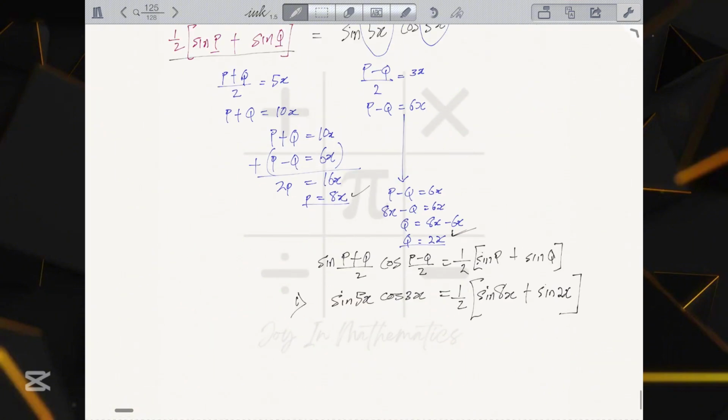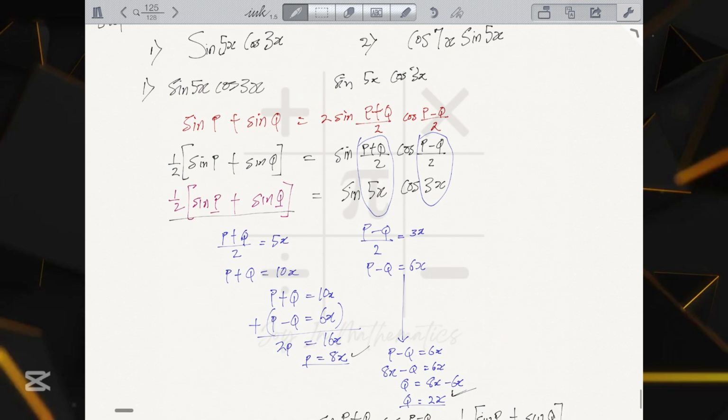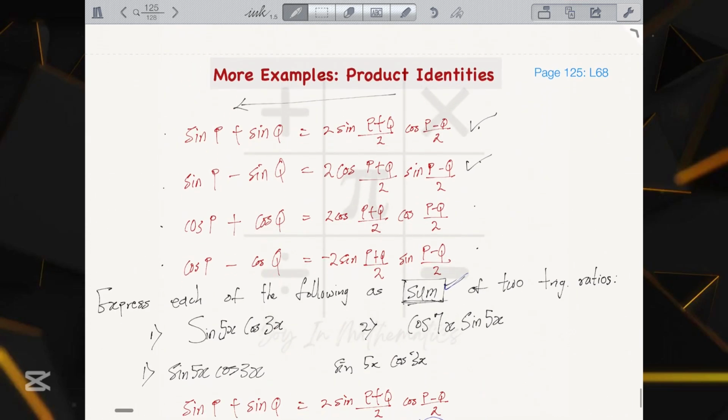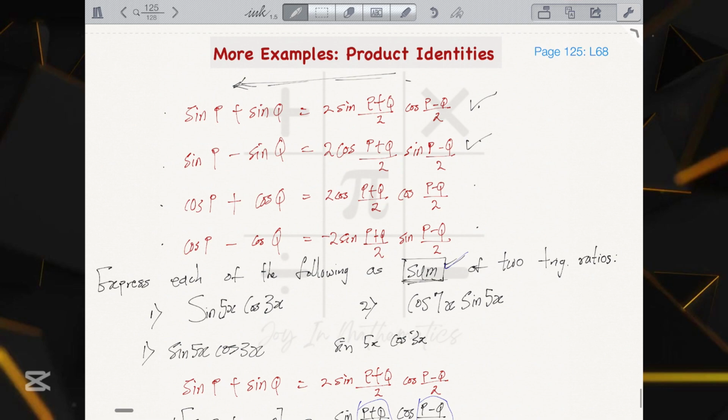So now we can see the interesting part. All we just had to do was to move from the product section down to the sum section. Now let's take an exercise on product identities.